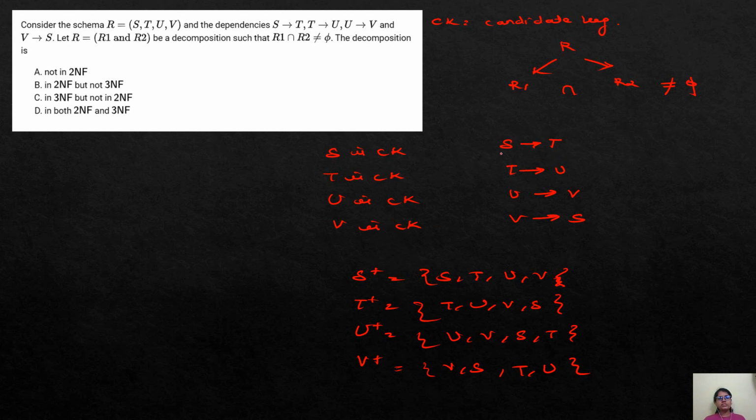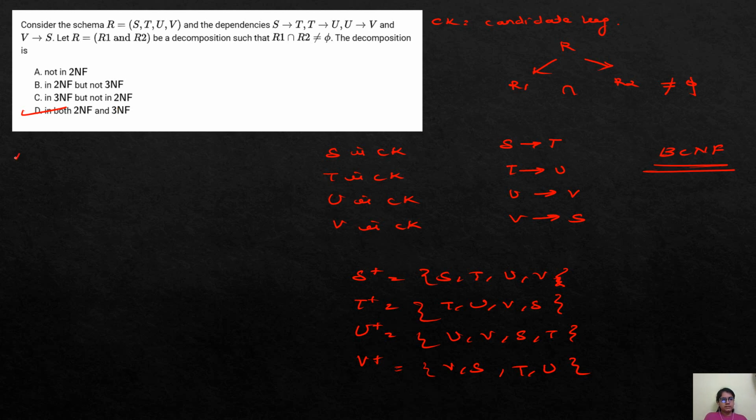So the whole relationship is in BCNF. Why is it in BCNF? Because all the left hand sides, LHS, are key. So that's why the whole relationship is in BCNF. So that's why option D is correct. If it is in BCNF, then definitely it will be in 2NF and 3NF.